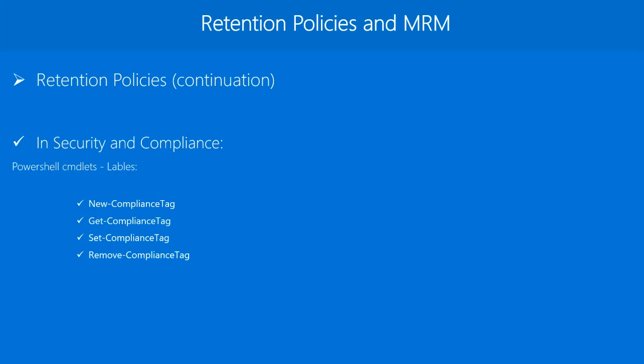Similarly, we have PowerShell commands for compliance tags. As I said, the retention compliance policy is a combination of compliance rule and compliance tag. So for each component, we have PowerShell commands which are available. In compliance tag also, you can make use of New-ComplianceTag to create a new compliance tag. To get the details of a compliance tag, you can use Get-ComplianceTag. To make modifications to the existing compliance tag, you can make use of the command Set-ComplianceTag, and to remove, you can make use of Remove-ComplianceTag.